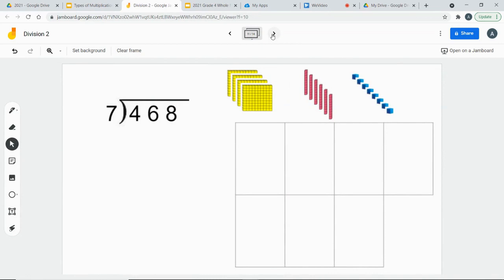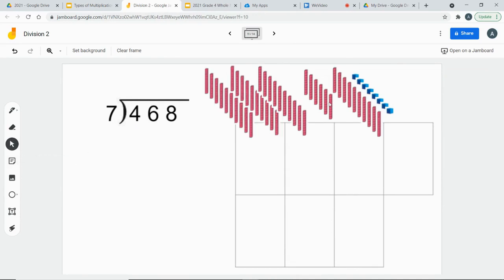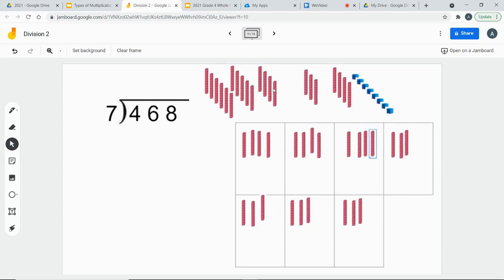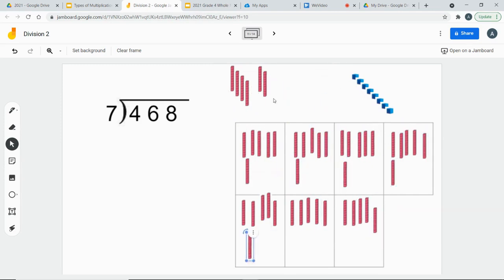So let's solve this one together. I'm going to start with my hundreds. I only have 4 hundreds, so I can't divide them into 7 groups. I need to regroup my hundreds into tens, so I have 46 tens. So now I have 46 tens to divide into 7 groups. I can put 6 tens in each group before I only have 4 left. 6 times 7 is 42, and if I subtract, I have 4 tens left.